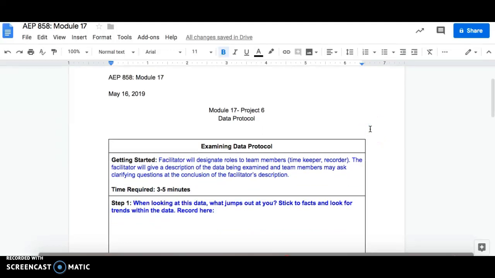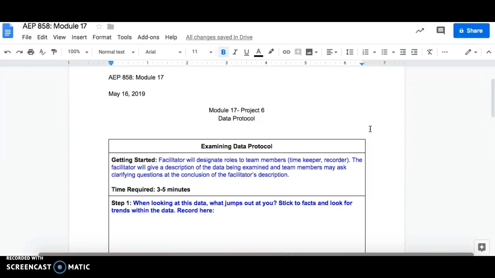Hello everyone, I'm Jeremy Holliday and I'm presenting on Module 17, Project 6, Data Protocol. Within this module we had to create an outline of protocol that we would follow as we examine data as future administrators on our teams.